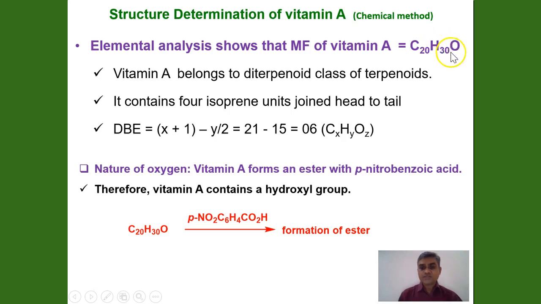It contains only one oxygen, and for that this experiment was performed. Vitamin A was treated with para-nitrobenzoic acid. The reaction of para-nitrobenzoic acid with vitamin A results in the formation of an ester. Formation of an ester by reaction of an acid with an alcohol is a characteristic reaction. So formation of an ester is possible only when we assume vitamin A is an alcohol. So an alcohol on reaction with an acid will form an ester. This is a basic idea, and on the basis of that one can assume that the oxygen present in vitamin A may be a hydroxyl group. So the one oxygen present in vitamin A is of the alcoholic type.